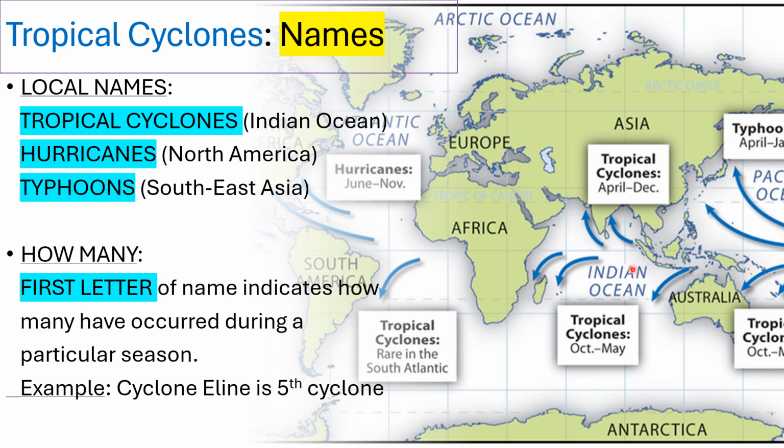Over the Indian Ocean, we call them tropical cyclones. Over Southeast Asia, they are called typhoons. And in North America, they are called hurricanes.